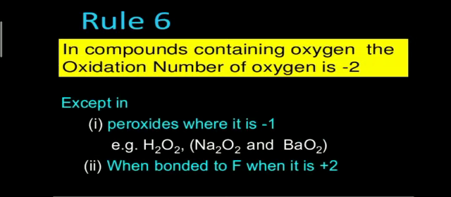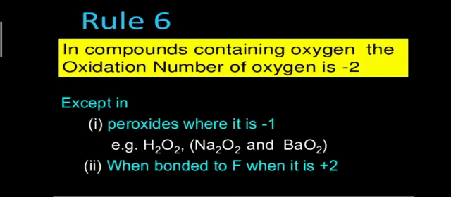Now in case of oxygen, the oxidation number of oxygen is minus 2 everywhere. In each compound, in each substance, you will see that the oxidation number of oxygen is minus 2. But there are some exceptions as well. For example, peroxides, that is H2O2, hydrogen peroxide, or sodium peroxide or barium peroxide, the oxygen has the oxidation number of minus 1.